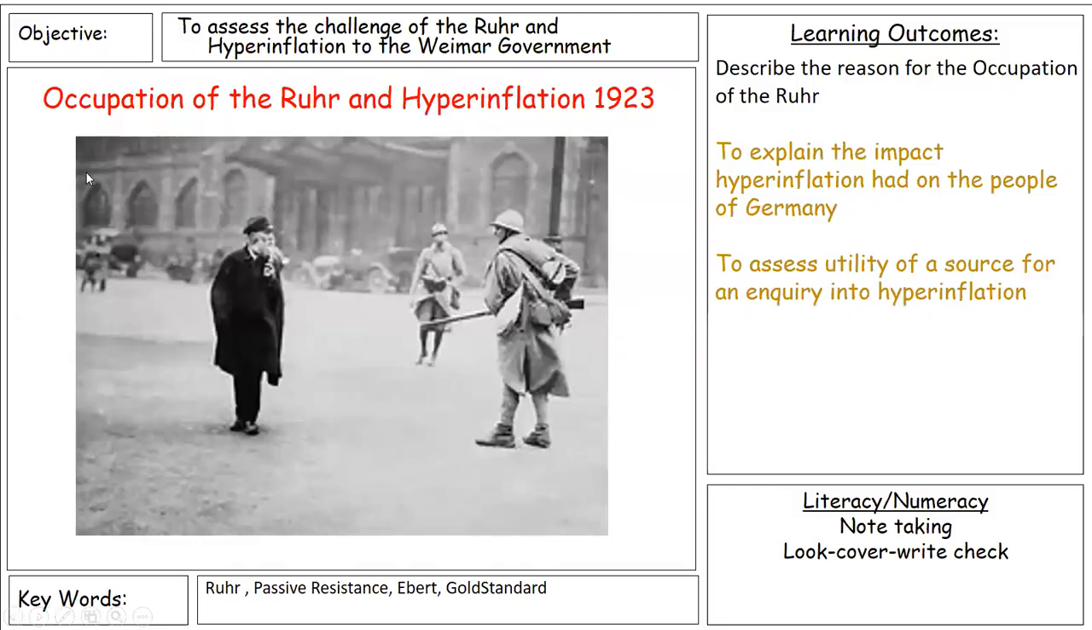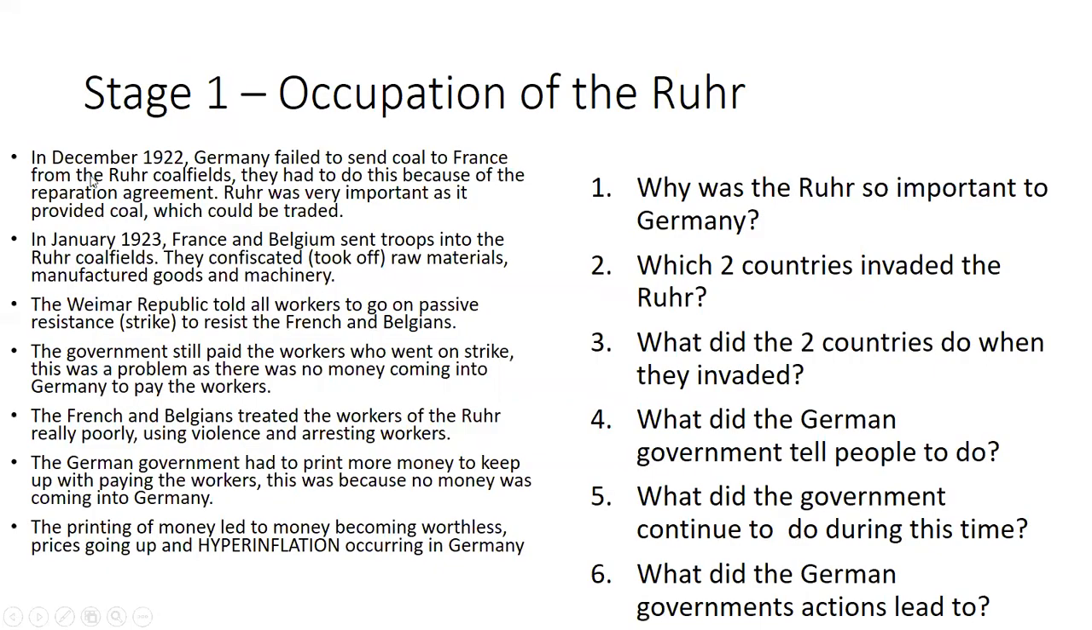So, the first part of today's lesson is looking at stage 1, the actual occupation of the Ruhr. Firstly, the Ruhr is an area in Germany which produced many resources, many raw materials, many manufactured goods, and had lots of coal and steel. This was an area that Germany were able to keep hold of after the punishment of the Treaty of Versailles. However, a lot of the goods that Germany made in the Ruhr helped them pay the Treaty of Versailles.